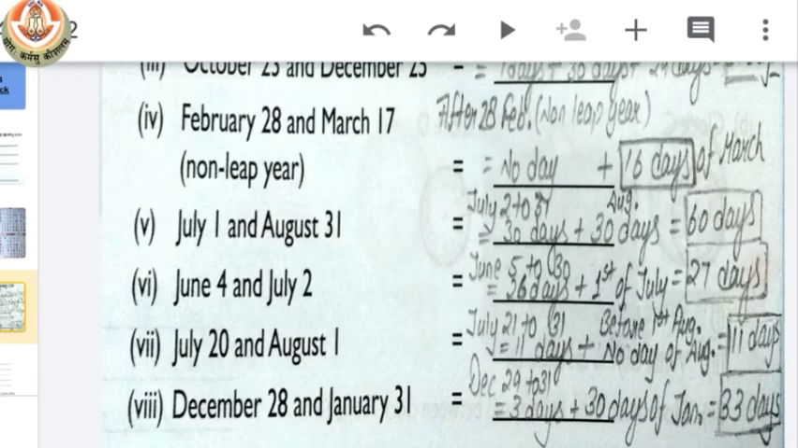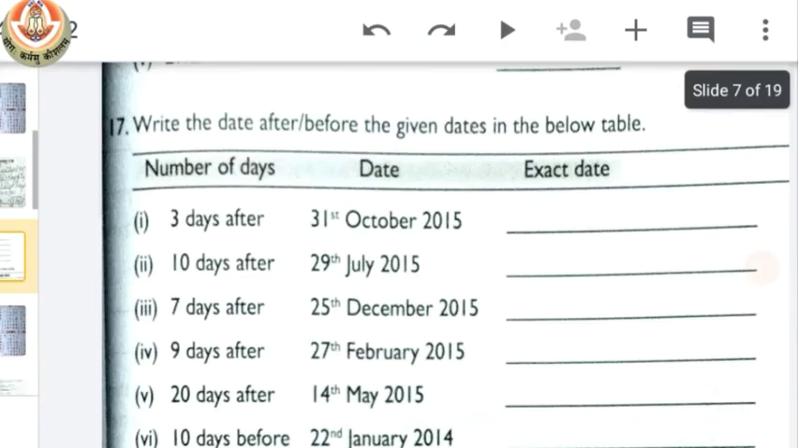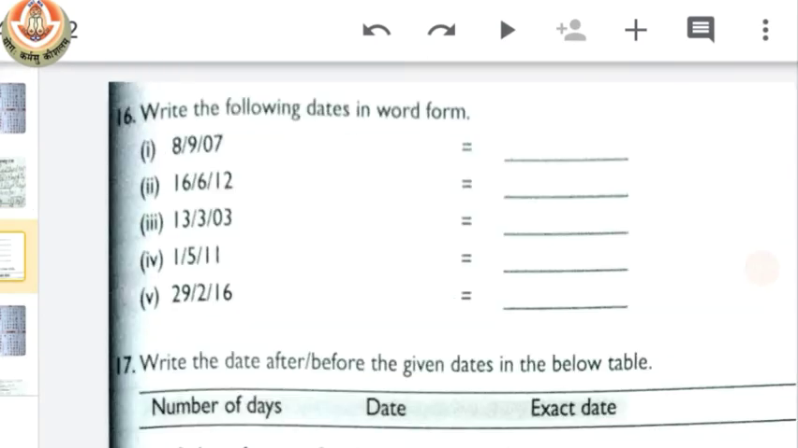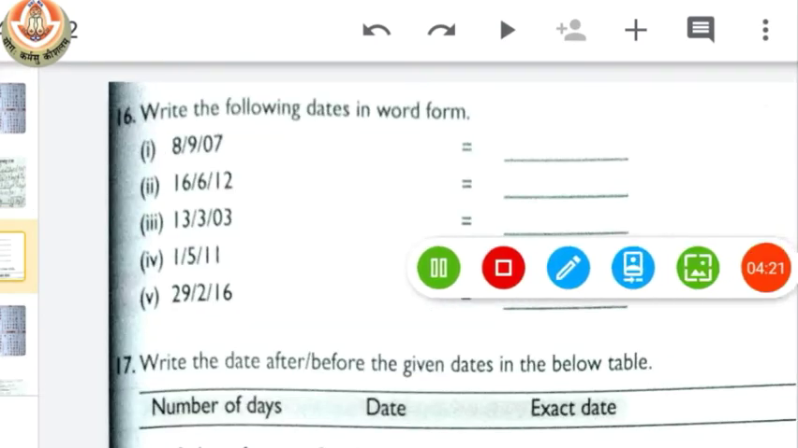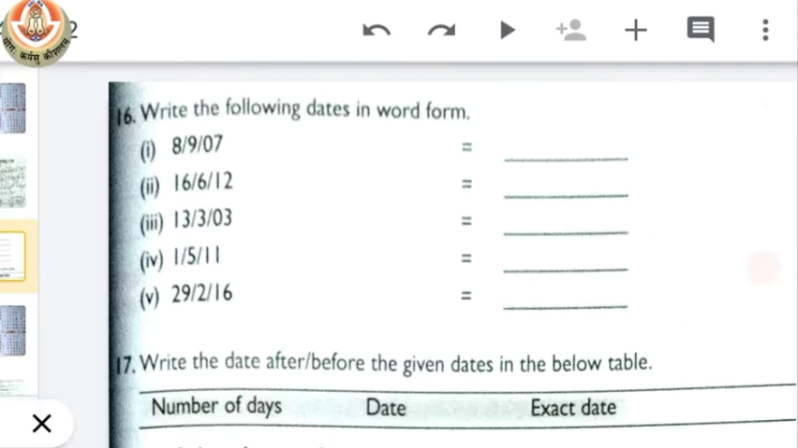And in the same manner you have to do for all other given dates. Okay class, so other portions of this question is for you. You can do it on your own. Now let's move on to the next question, which is we have to write the given dates in word form.